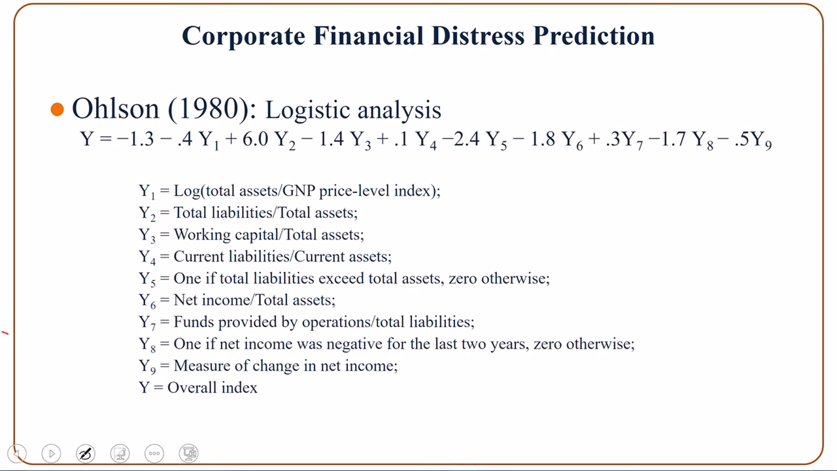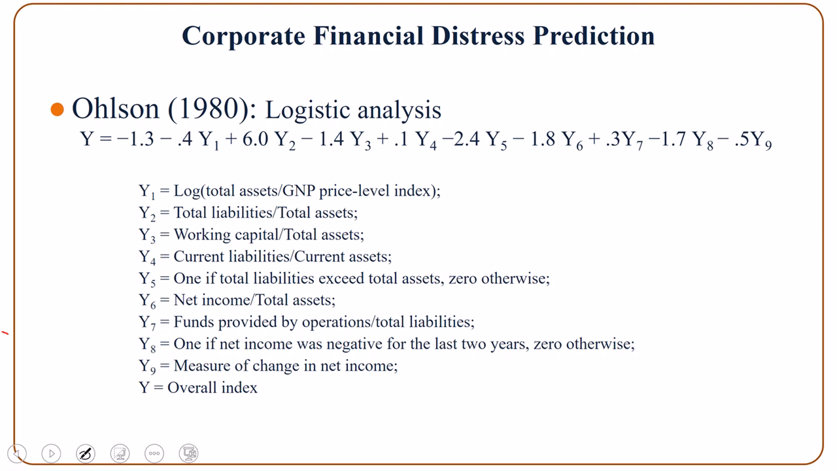Ohlson, in his 1980 work, used a sample of 105 bankrupt and 2,058 non-bankrupt USA industrial companies to develop 3 conditional logit models. Basically, the first model predicts bankruptcy within 1 year, the second model predicts bankruptcy within 2 years, and the last model predicts bankruptcy within 1 or 2 years.